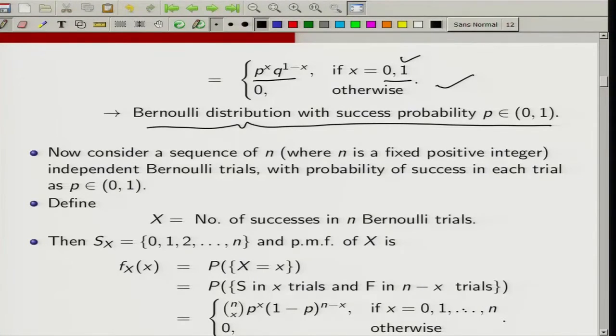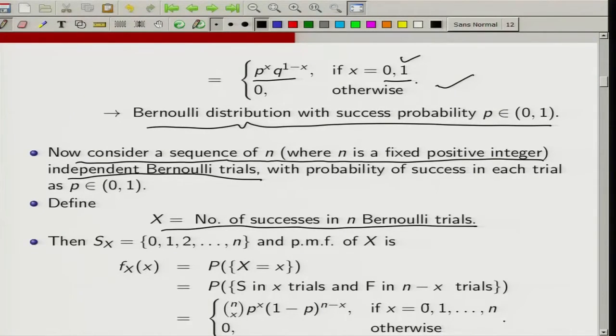Now let us consider a generalization of the Bernoulli distribution. Suppose I am considering a sequence of n independent Bernoulli trials. That means my random experiment has been repeated n times, and each time I either get a success S or a failure F. The probability of success is the same from trial to trial, and my trials are also independent. Suppose X is the number of successes in n Bernoulli trials. Note that if n was 1, I have the usual Bernoulli distribution. Now I am considering the n Bernoulli trials which are independent in nature.